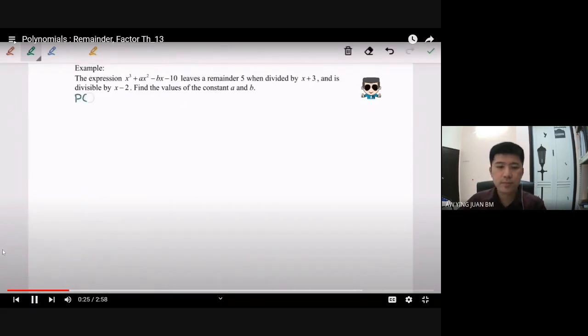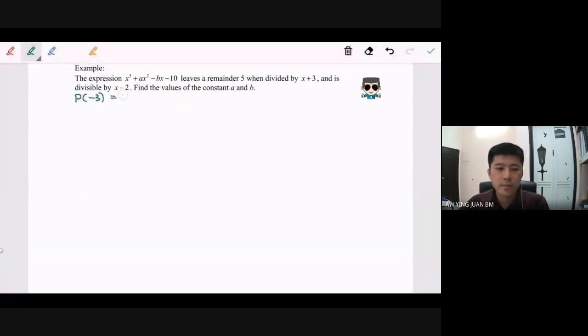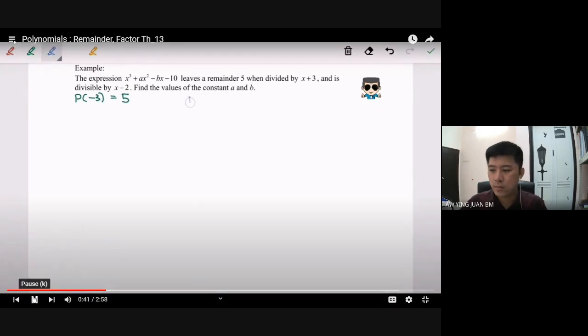My information is P(negative 3) equals 5. That is the first information. And the polynomial is divisible, meaning that the remainder will be equal to 0. So we will have P.